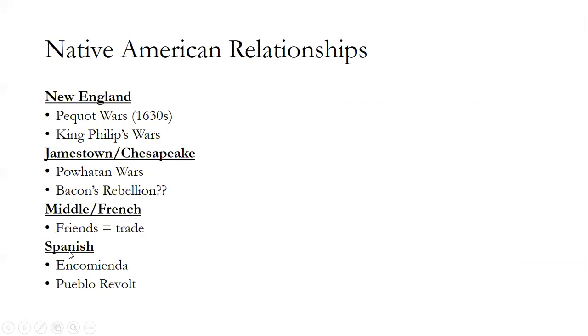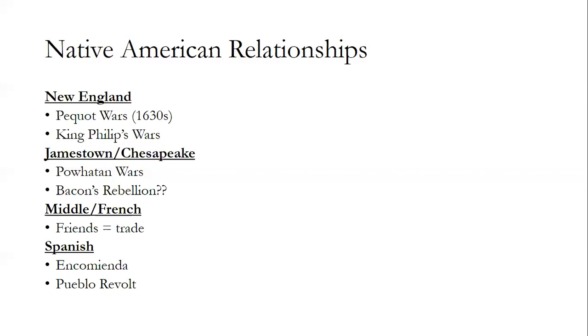The last is the Spanish. Now, the Spanish had bad conflict with them as well. If I was ranking them, though, I would tell you that New England and Jamestown had worse relationships than the Spanish, even though the Spanish did this thing called the encomienda system. This is where they put Native Americans in kind of this hybrid of slavery. They felt like since they were Christianizing Native Americans, that Native Americans should kind of work for them. And they didn't like that. Native Americans didn't like that.